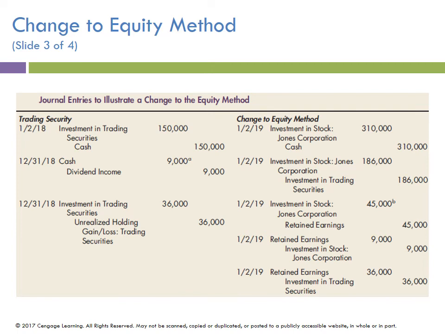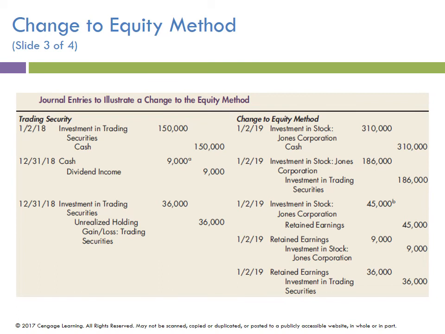Now, what happens going into 2019 when you can exert significant influence and you have to start accounting for this as an equity method? Well, first you're going to debit investment in stock, Jones Corporation, $310,000 and credit cash. Then you're going to debit investment in stock, Jones Corporation, for the current balance of the investment in trading securities, which would be the $186,000, the $150,000 plus the $36,000 you added at the end of last year. Credit the investment in trading, debit the investment in Jones stock.